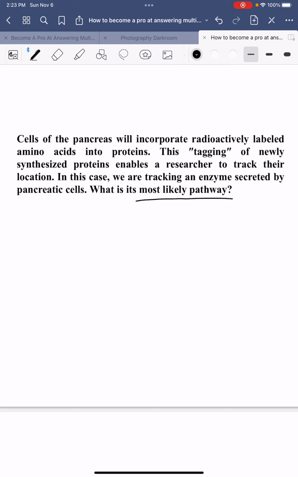Now, this question is a question about some cellular biology. So typically in a chapter in your biology curriculum, you learn about cells, you learn about the organelles within those cells and their functions.